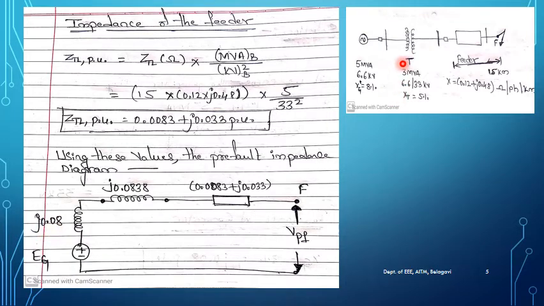Then the next component is the transformer. The equivalent representation of the transformer is a simple reactance, as it is connected in series with our generator. The reactance value of the transformer we obtained was this much. Then this transformer is now connected to the feeder. So now we are going to add a feeder in series with our transformer's equivalent representation. The impedance value of the feeder we obtained was this much.